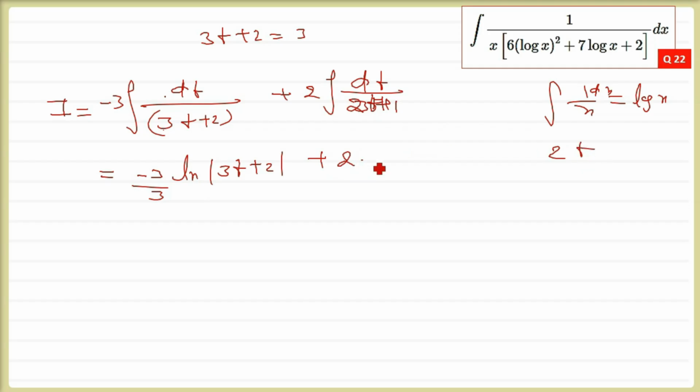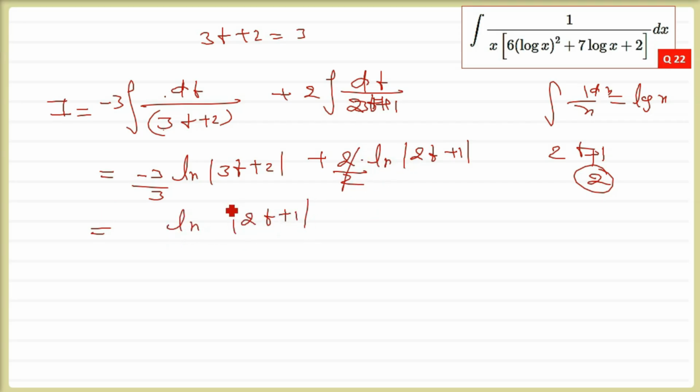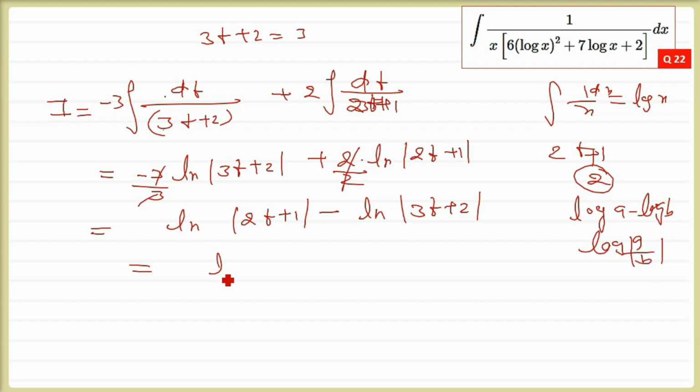Similarly, in the case of 2t plus 1, it will be 2 ln modulus of 2t plus 1. 2t plus 1 will be differentiated, 2 will come, that will go in the denominator. So just cancel these. 3 also gets cancelled. I am writing the second term first. That's why ln modulus of 2t plus 1 minus ln modulus of 3t plus 2. And log a minus log b will be equal to log a divided by b. This will be ln of 2t plus 1 divided by 3t plus 2, inside the modulus sign, plus a constant of integration.